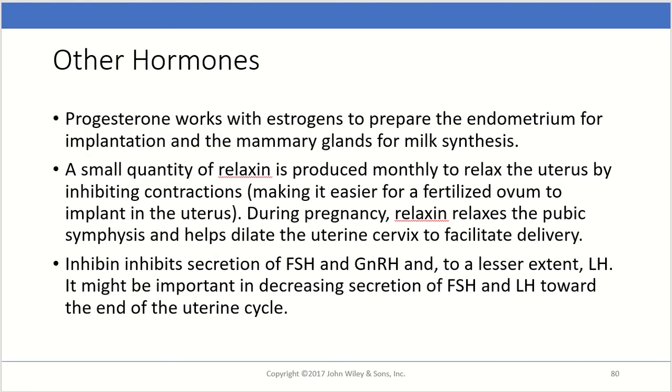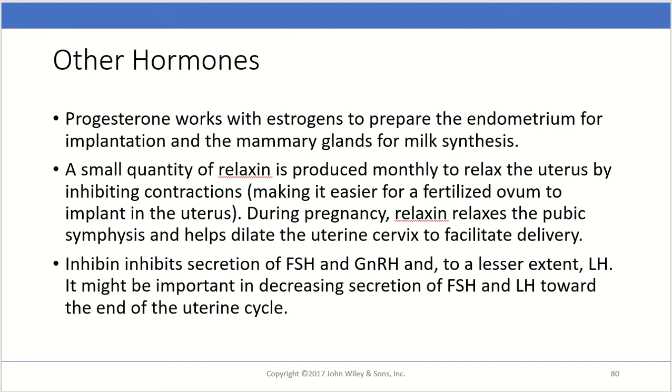Other hormones that are important in the female reproductive cycle are going to include progesterone. This is going to work with estrogen to prepare that endometrium for implantation and the mammary glands for milk synthesis. There's also a small quantity of relaxin that's being produced each month that's going to be helpful in relaxing the uterus. By inhibiting contractions, this is going to make it easier for a fertilized ovum to implant within the uterus. And then during pregnancy, relaxin is also going to relax the pubic symphysis, and it's going to help to dilate the uterine cervix to help to facilitate delivery so that that baby can squeeze on out of mom.